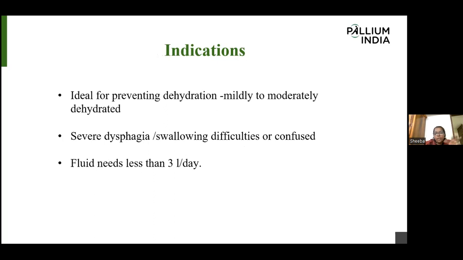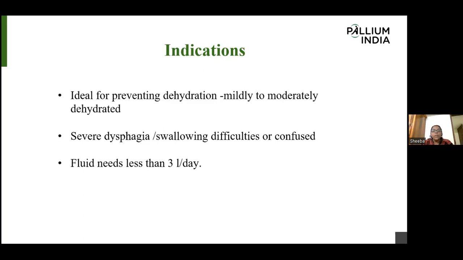Mild to moderate dehydration we can prevent, and severe dysphagia, if the patient is not able to swallow properly, especially in head and neck cancers. If they are not able to swallow properly and not able to take the medications orally, then you can give a subcutaneous infusion, a continuous infusion method, for medications and all.